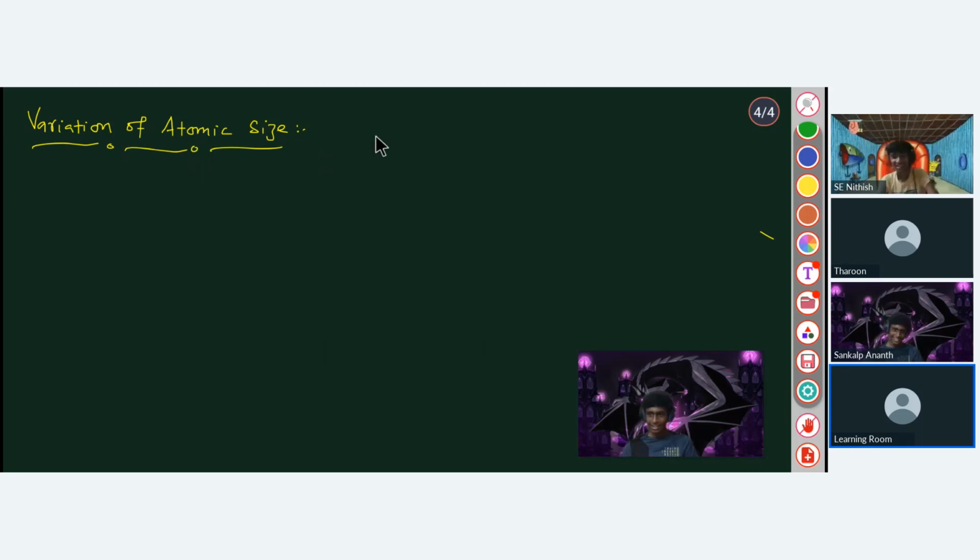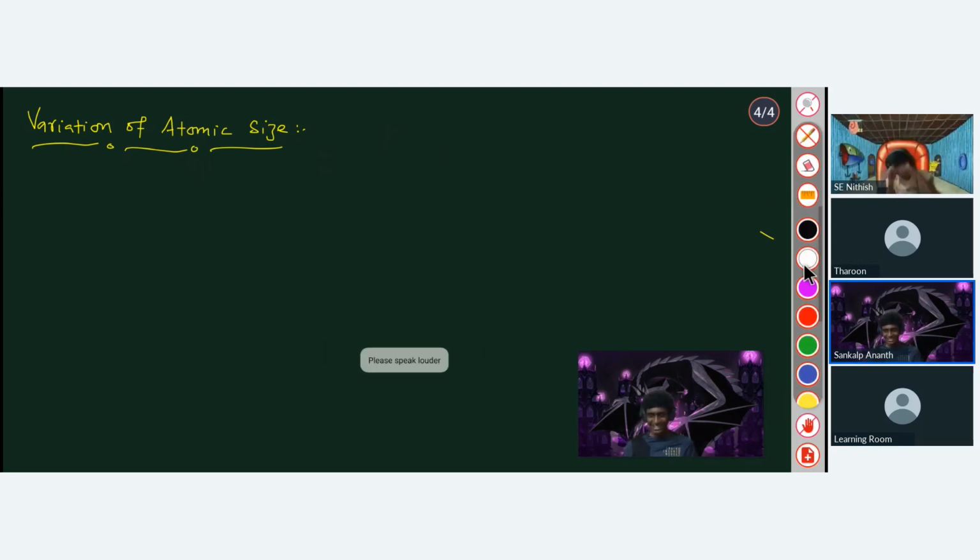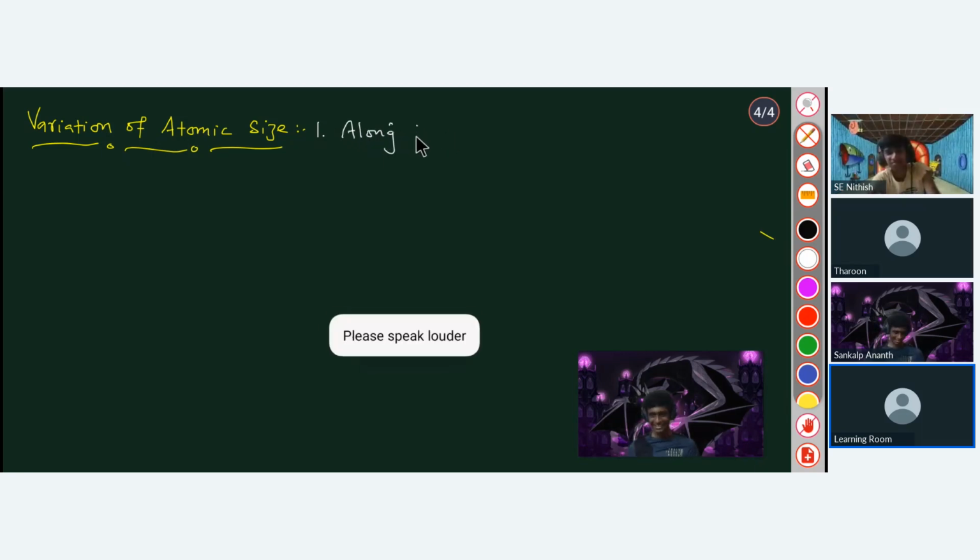So let's see now the variation of atomic size. Nitish, we can't hear you. So let's first see along a period. Can you tell me what will happen when you just move from left to right in a period? Will atomic size increase or decrease?